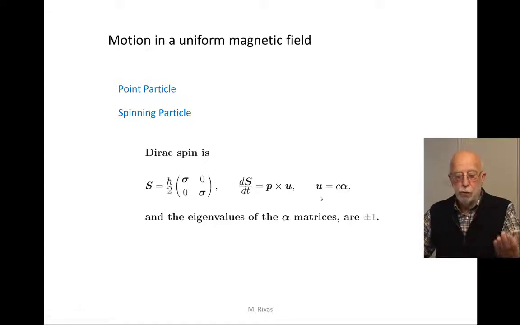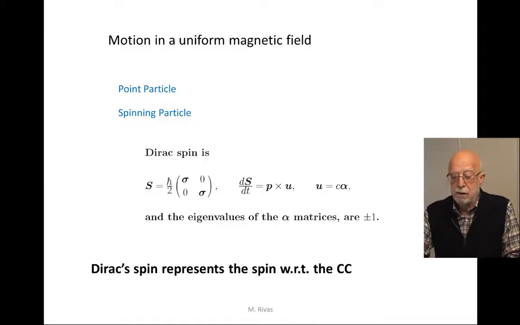Alpha matrices do not commute. This means that the three components of the velocity operator cannot be measured exactly with simultaneity. But if I am able to measure one of these components, because the eigenvalues of alpha matrices are plus or minus 1, the velocity of this point, which is moving at this velocity, is plus or minus c. U is the velocity of the point r of which Dirac's spinor depends on. So Dirac's spinor is expressed in terms of the position of a point moving at the speed c.